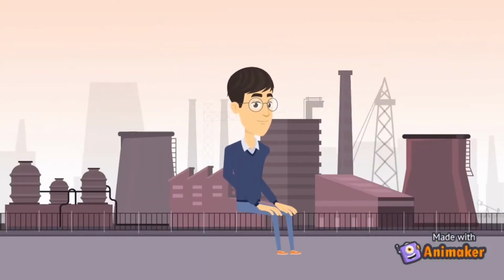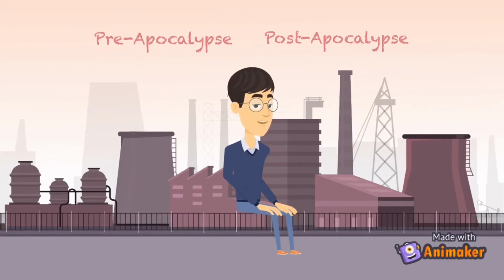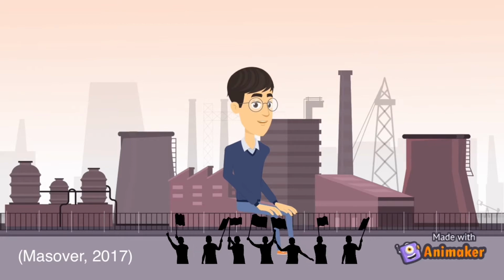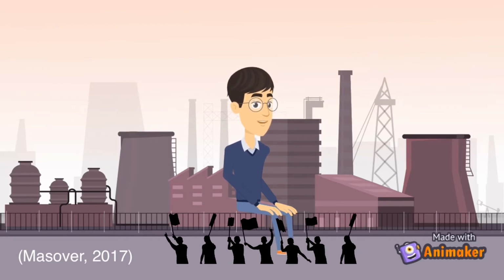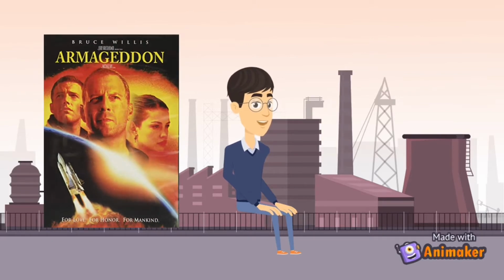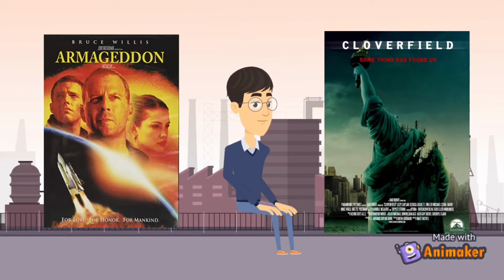Apocalypse can also be classified into pre-apocalypse and post-apocalypse. Let's start with pre-apocalypse. Steve Masover, an author from HuffPost, defines pre-apocalypse as a story where people are doing whatever they can to turn the apocalyptic tide in the still existing world. That means it portrayed the possible end of humanity. Some films of this type are Armageddon in 1998 and Cloverfield in 2008.